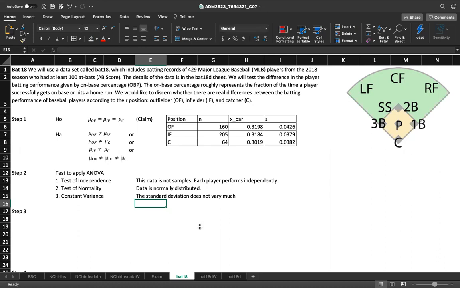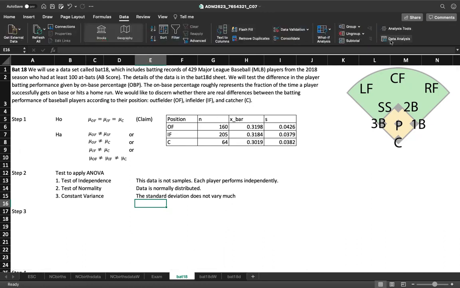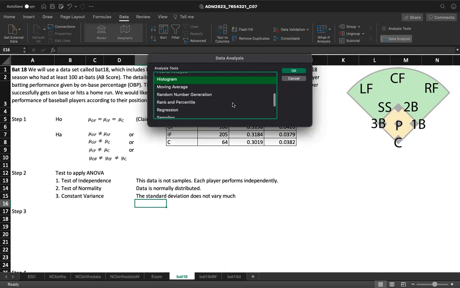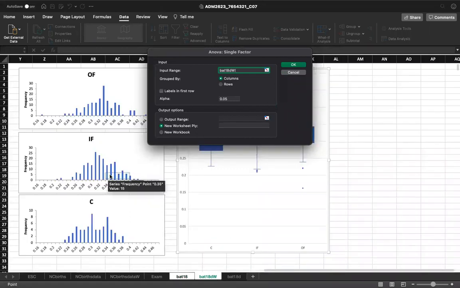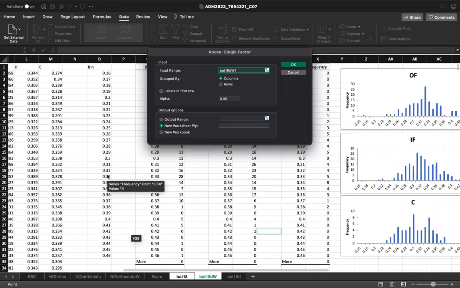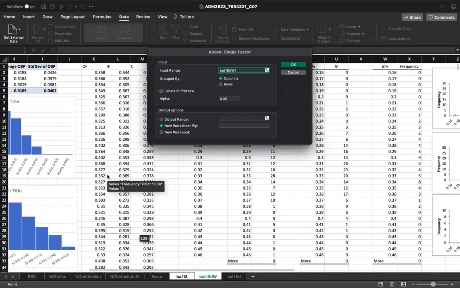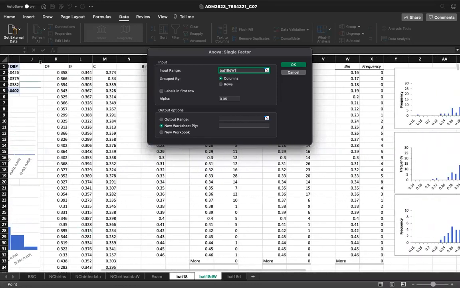All right. So now let's perform the ANOVA analysis on this. For that, we go to data analysis. You will find ANOVA on the top, single factor. So input range. All right, it requires the data to be arranged in this fashion. So this is our input range.